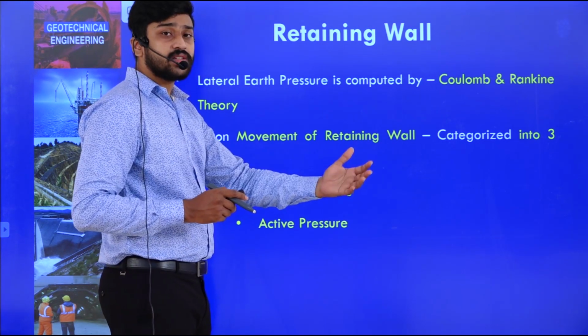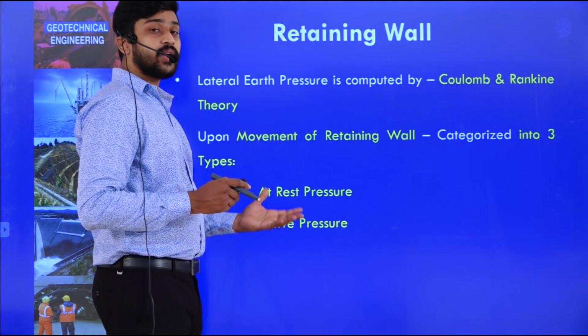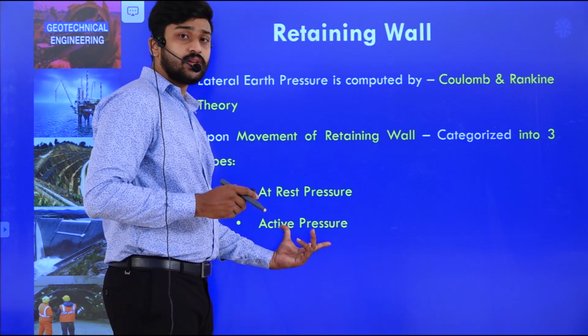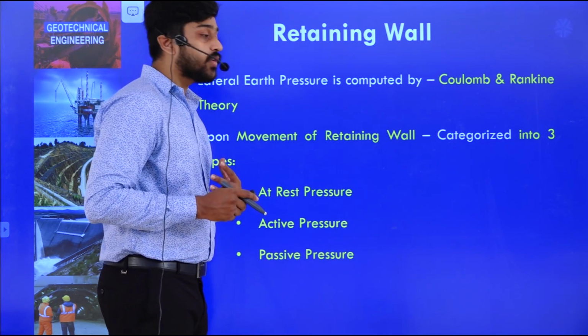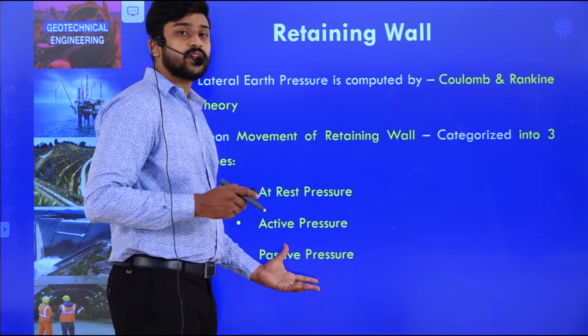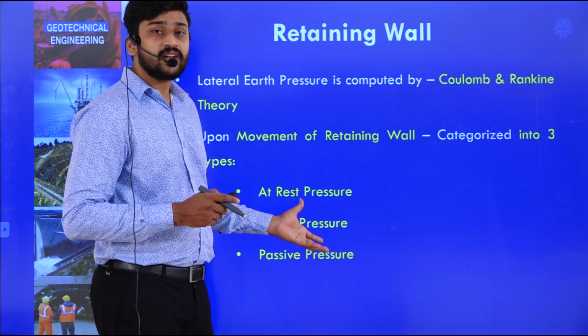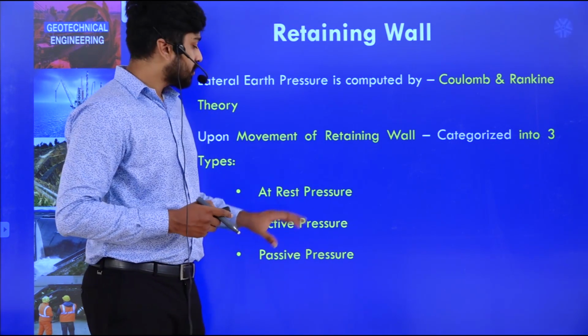Imagine above me there is soil. If I'm moving away from the soil, then the pressure that is occurring laterally is nothing but my active earth pressure. And the other one is passive pressure. That means if I'm moving towards the soil, then it is passive pressure. So these are three different categories for lateral earth pressure based on the movement of the retaining wall. These are considered.